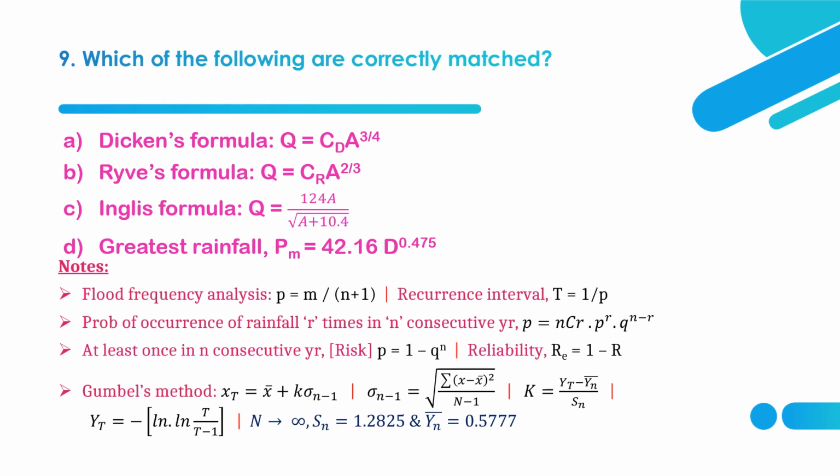Now let's see more about flood frequency and also other things. Flood frequency analysis is given by using this equation. Probability of flood frequency is m by n plus 1.